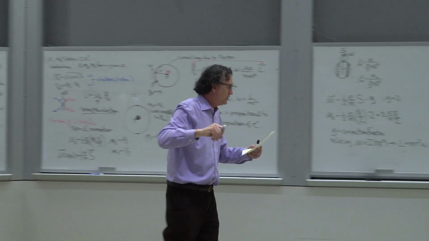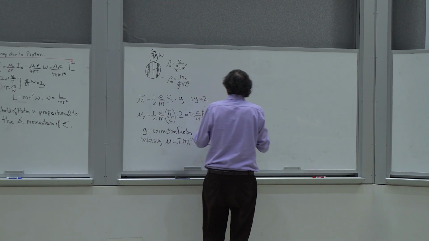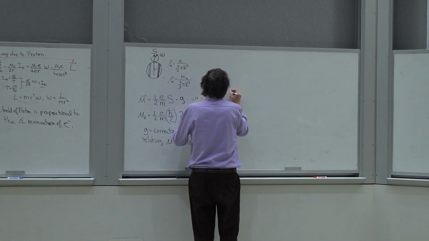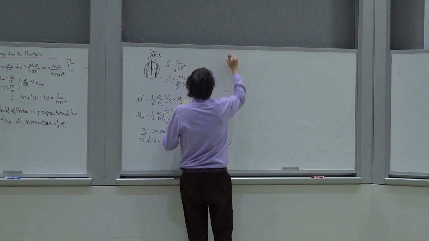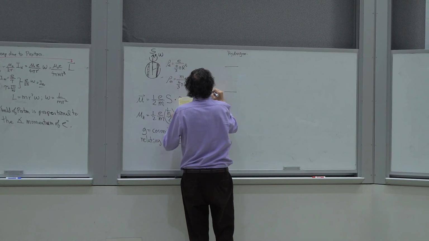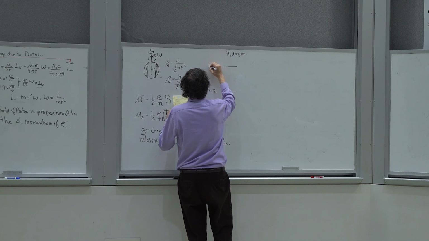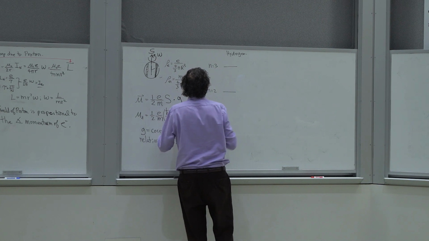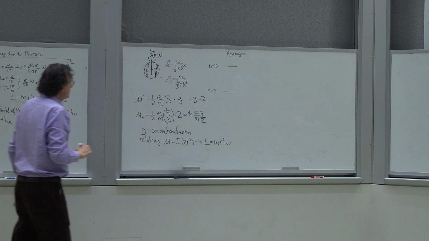Right? So now I'm going to consider a picture where I look at the n equals 2 level, and let's now look at another condition. We'll still look at hydrogen, and I'm going to do n equals 2 and n equals 3.